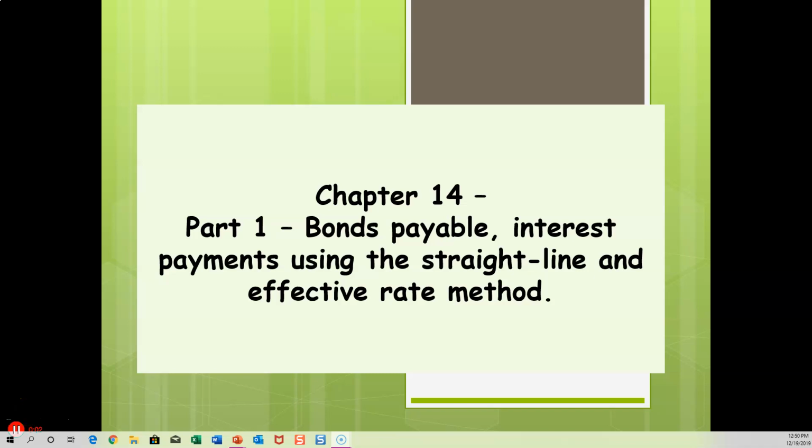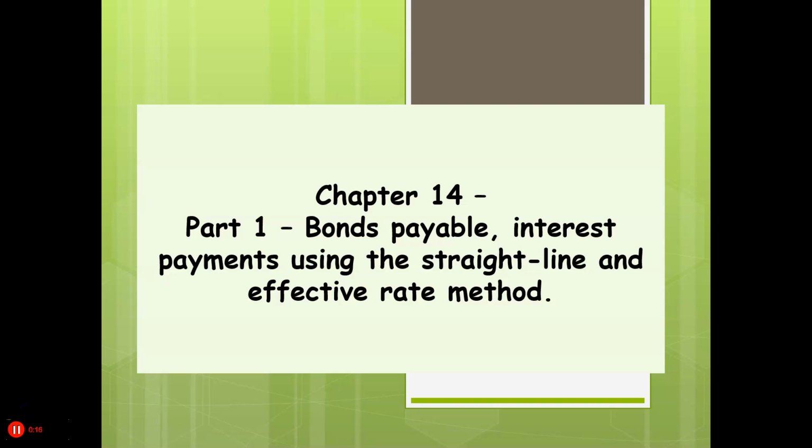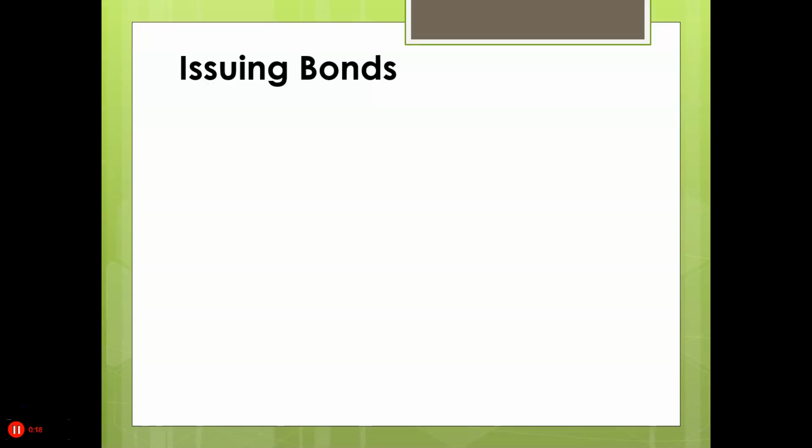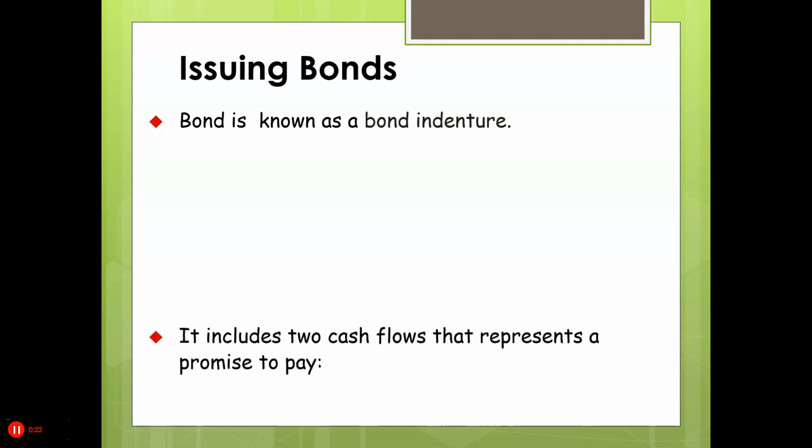Chapter 14, Part 1, Bonds Payable. In this section we're going to cover interest payments using the straight line and effective rate. Now, issuing bonds. It's known as a bond indenture.